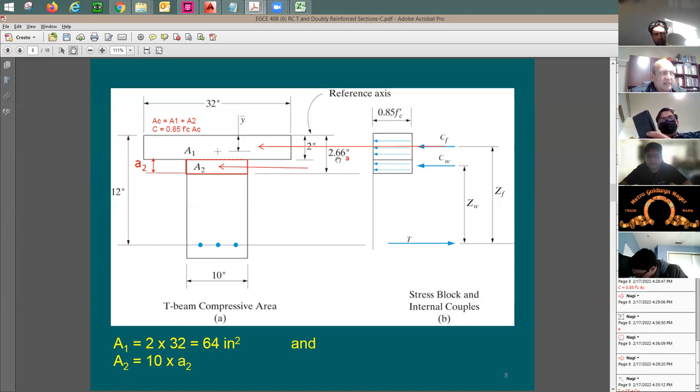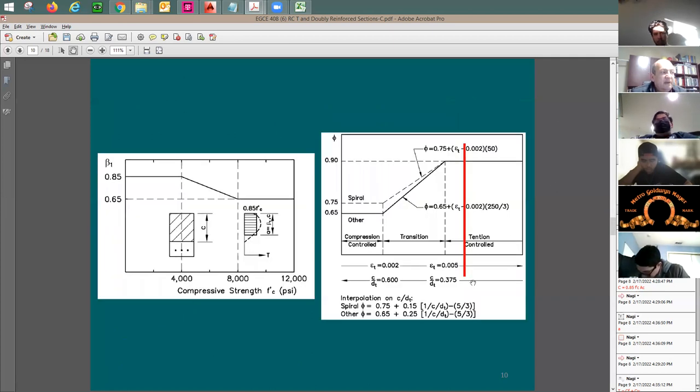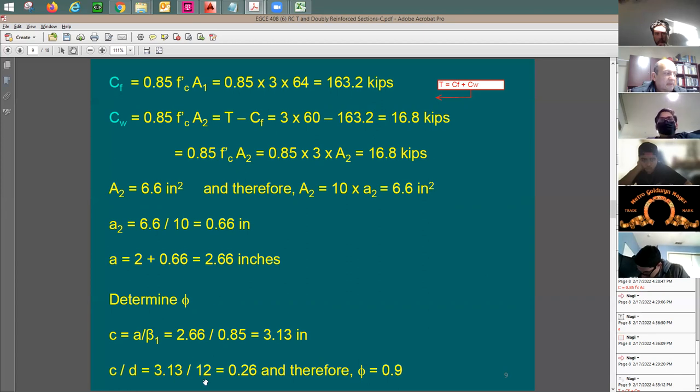Now, at a point like this, I should be able to find out the phi factor. Because now I can do c over t. I can do the strain in the steel if I want to. So, okay. Here's the phi factor. First, take this a divided by 0.85, the beta 1. Okay, 3.13. How about c over d? Because I'm going to go here to the chart to find out the phi factor.